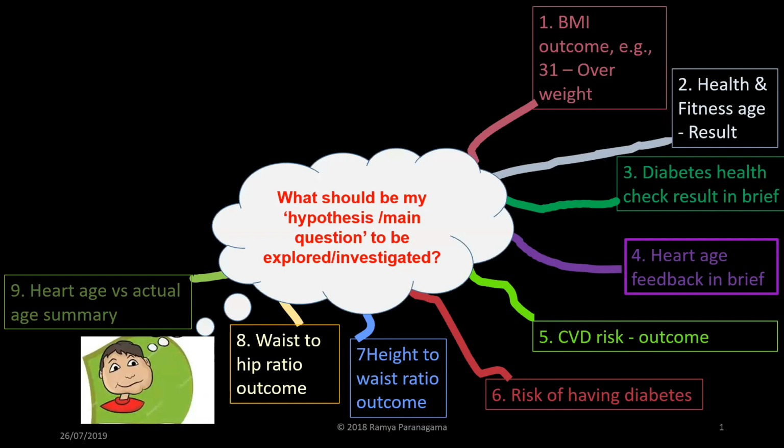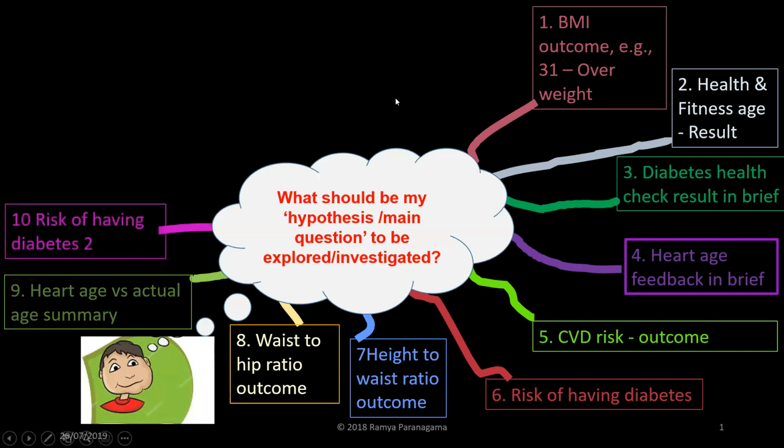Sometimes people have an old heart although they are young. That shows the heart is not strong enough although the person is young, meaning numerically lower age. Number 10, risk of having diabetes too.